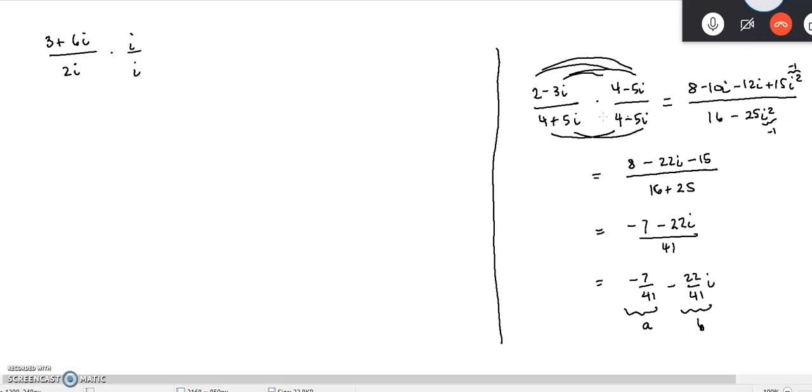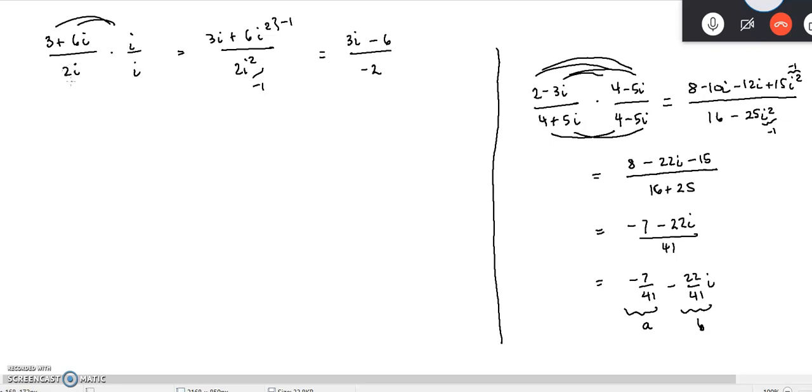But if you had a binomial, you had to multiply by the conjugate. For this one, we don't have to multiply by the conjugate. We can just multiply by i. So we're going to distribute. We're going to get 3i plus 6i squared. And on the bottom, we're going to get 2i squared. And then we're going to simplify these i squareds to be -1. So we're going to get 3i minus 6 over -2.